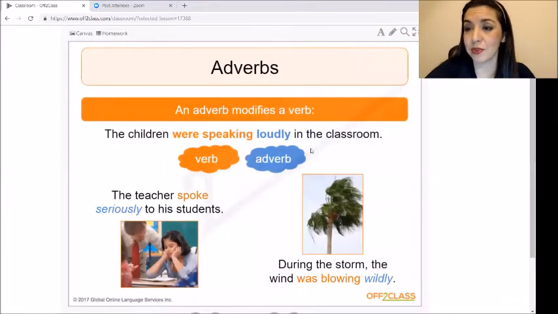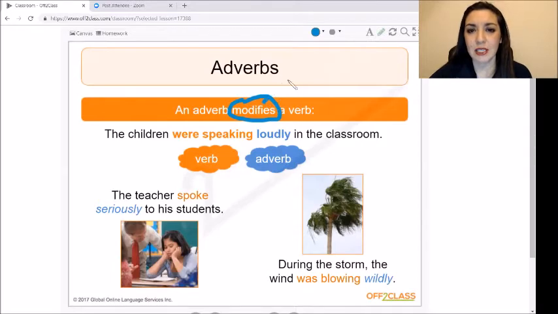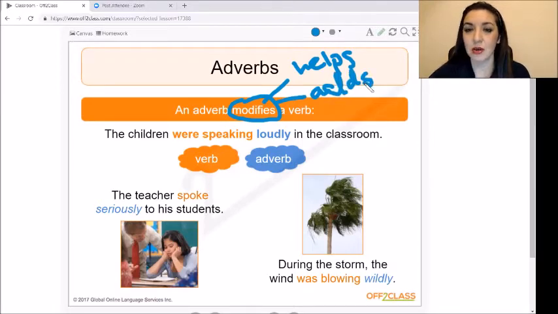So, what are adverbs? An adverb modifies a verb. So this is a word, the word modifies. I never quite understood it. So modifies means it helps. So when we say modify, it means it helps or it adds. Okay, it sometimes changes, but we'll just say it helps or it adds to a verb.